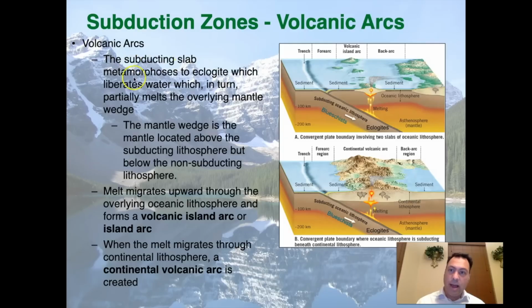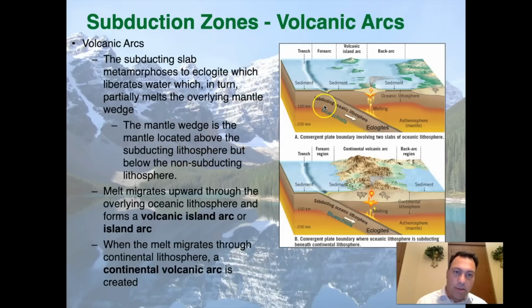So the volcanic arcs are derived from this. The subducting slab metamorphoses to eclogite, which in turn liberates water, which in turn partially melts the overlying mantle wedge. So that's a new term. I've never brought up the term mantle wedge before, so we need to describe that and discuss what we mean by that. So the mantle wedge is the mantle located above the subducting lithosphere.